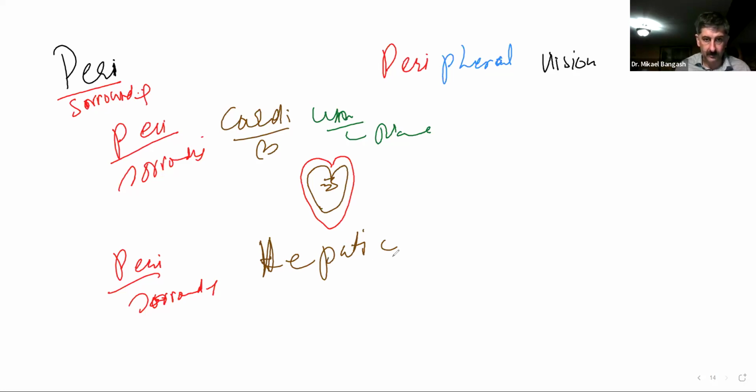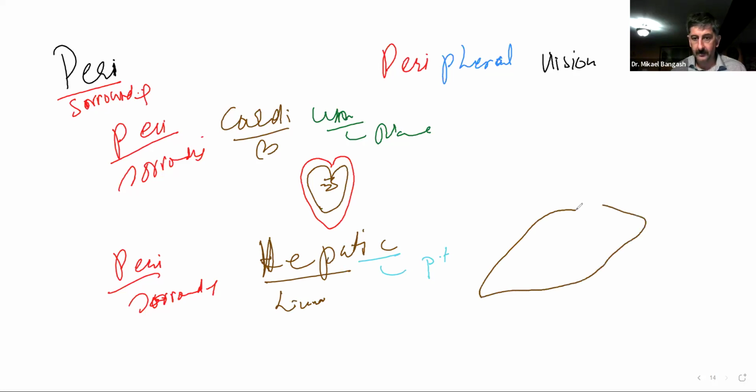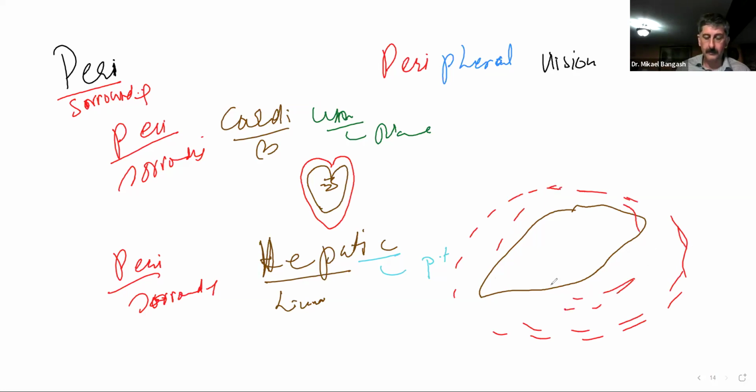Here, you can see the liver. If, for instance, we say hepatic, the area that surrounds the liver can be referred to as perihepatic. Now, it's not really a specific term, it's very weak.